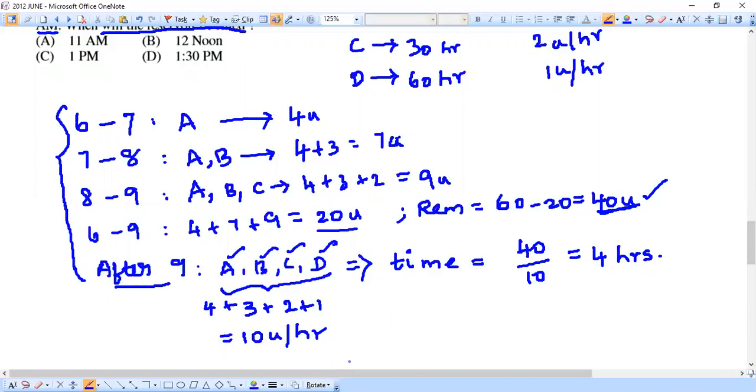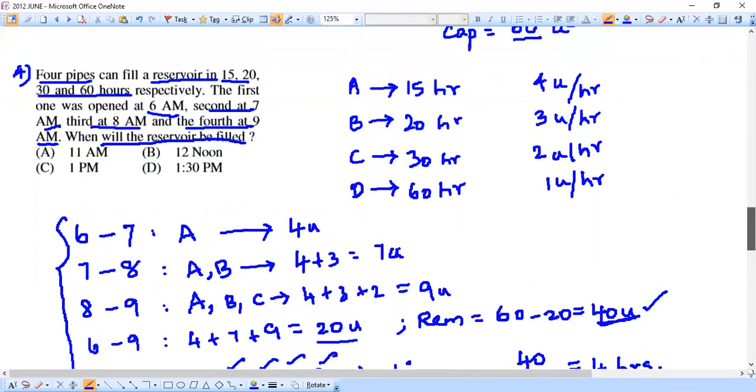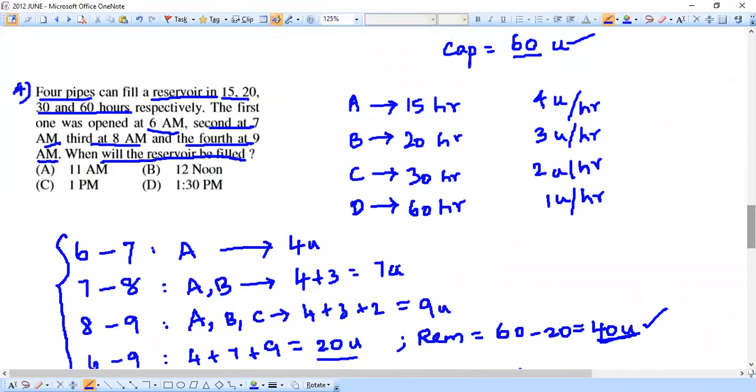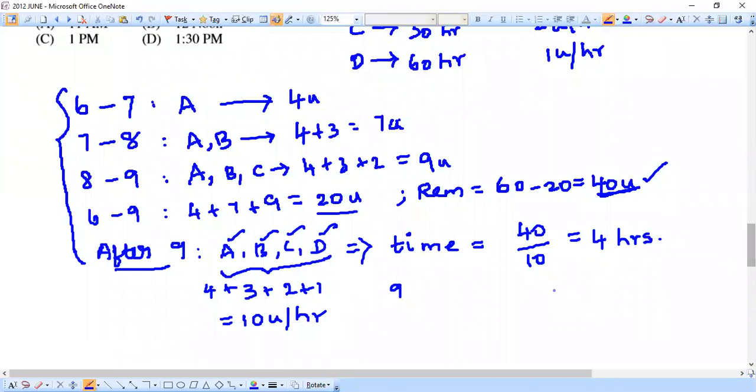So now you yourself can calculate after 9 a.m., because it is morning, right? After 9 a.m., everything is a.m. only. Let's just check the question. Yes, everything is given in terms of AM only. So after 9 AM, how much time is it taking? 4 hours. After 9 AM, 4 hours it will take.